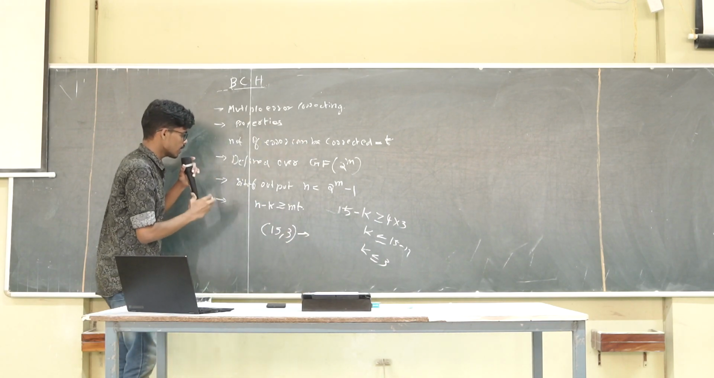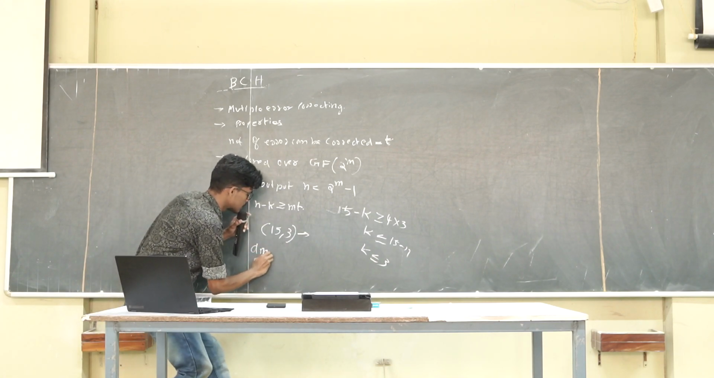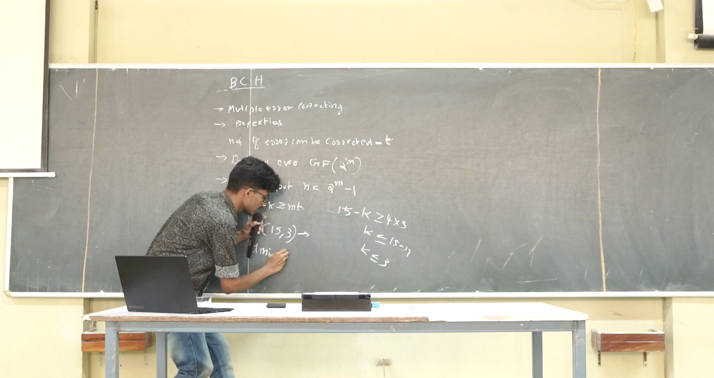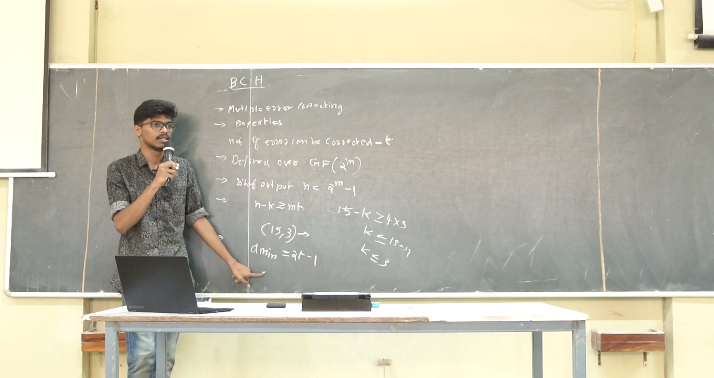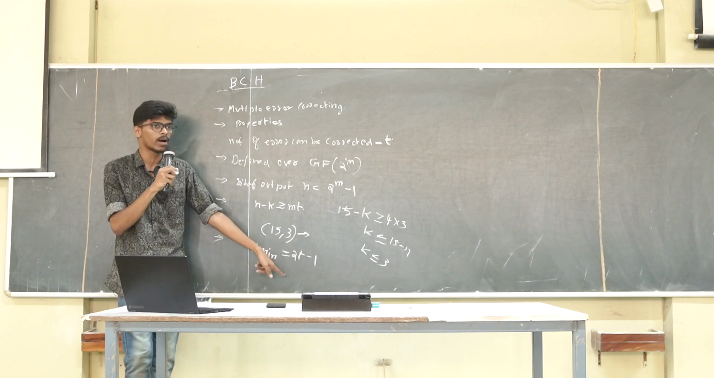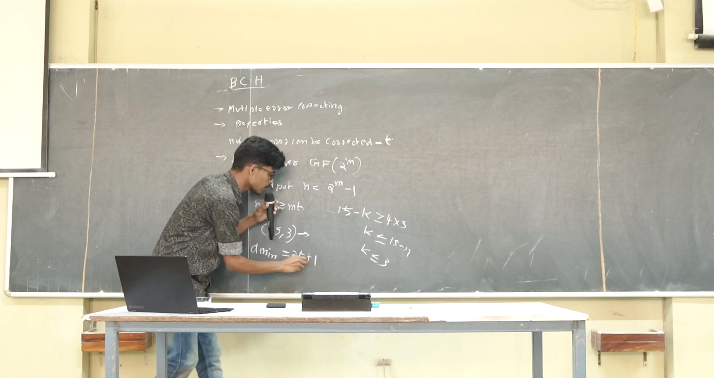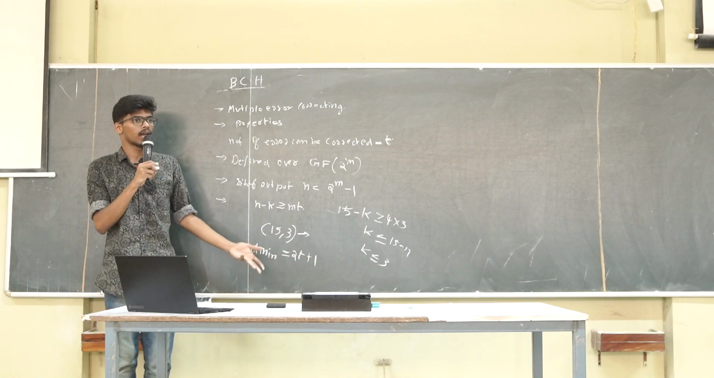Then the d minimum is equal to 2t minus 1. This equation we know, right? The number of errors that can be corrected is d minimum minus 1 divided by 2. So this equation is very well known.